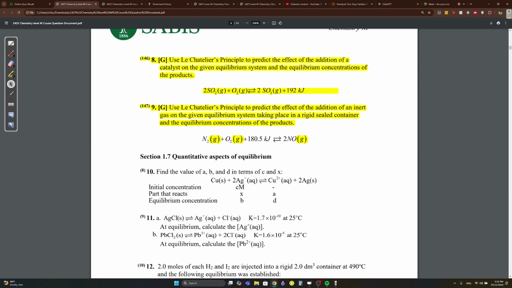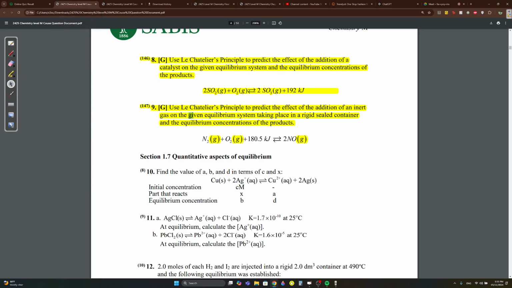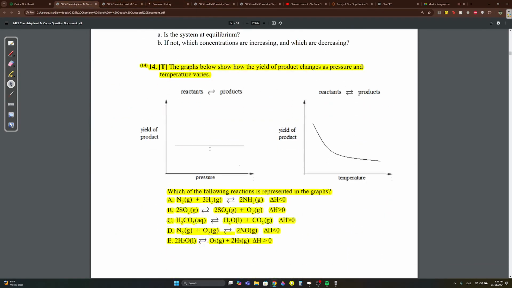Using Le Chatelier's principle, for inert gas, nothing happens, right? It doesn't affect. So for a catalyst, rate increases, but yield stays the same, equilibrium stays the same. But for an inert gas, nothing happens. Okay. Then they said what? 14 to 16. I think we can do them fast.